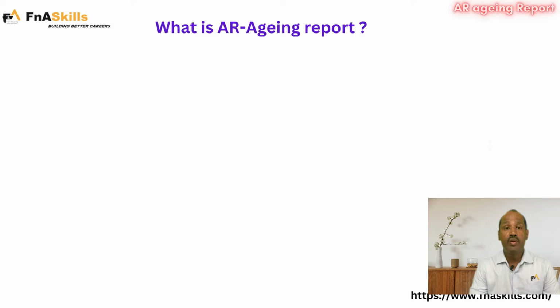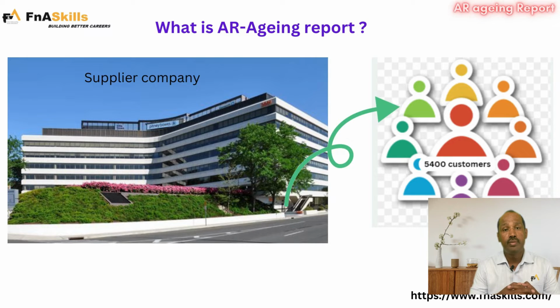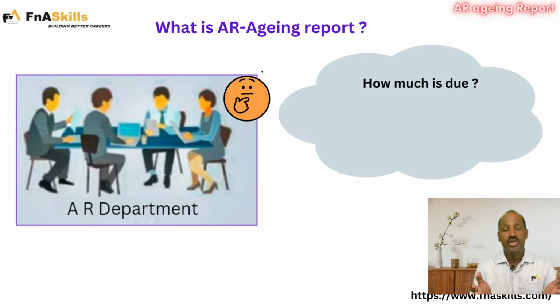Let's take an example of a large supplier company who has a very large customer base, and let's assume there are more than 5,000, 6,000 customers to whom they are supplying material on a regular basis, right? And there is an account receivable department, and every month they have to arrive at an overall amount receivable from different customers, right? So how will they arrive at that?